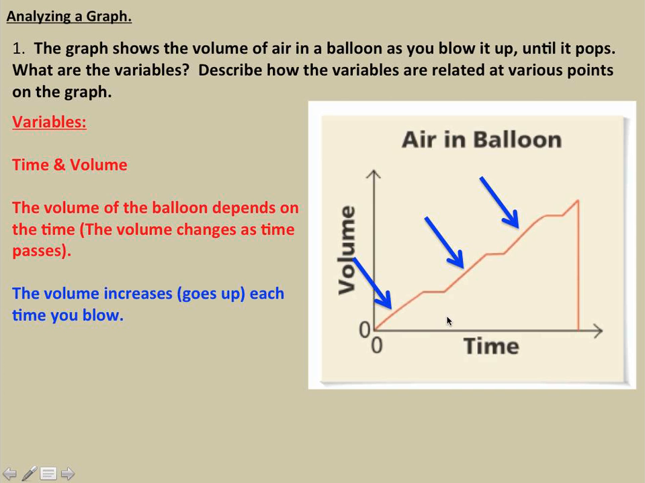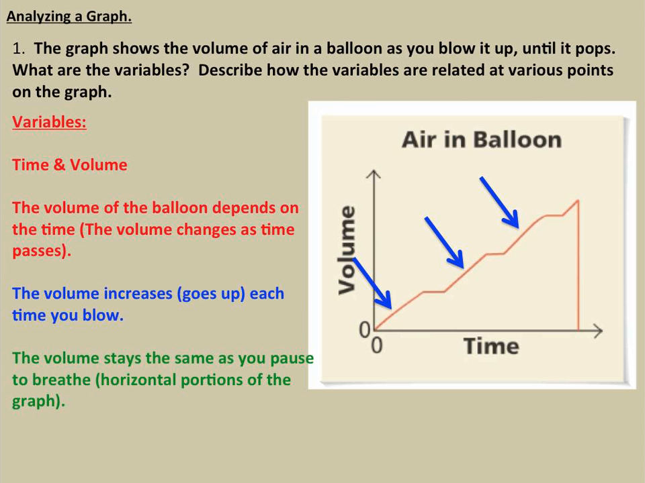All right. Now, in between times you blow up the balloon, you have to catch your breath. So the volume stays the same as you pause to breathe. The horizontal portions of the graph, these spots right here, are when the volume is not increasing. It's not going anywhere, but the time is still going on. So imagine you blow into the balloon and then catch your breath for a second. Blow into the balloon, catch your breath for a second.